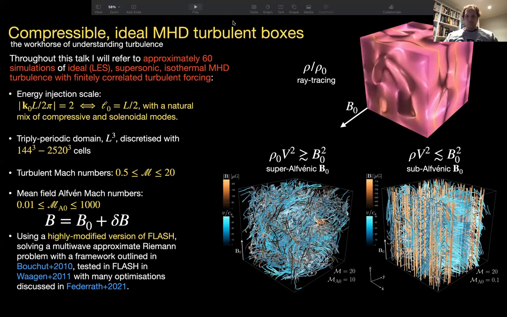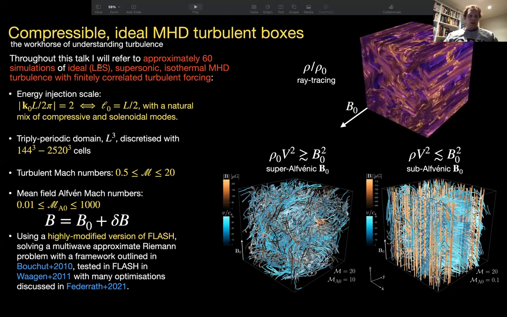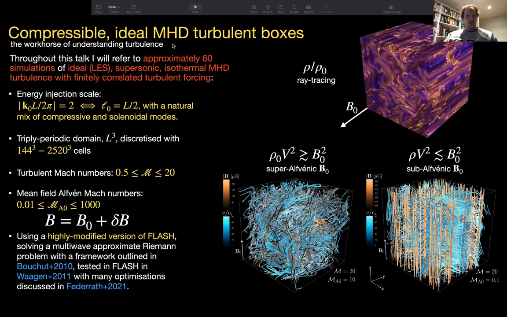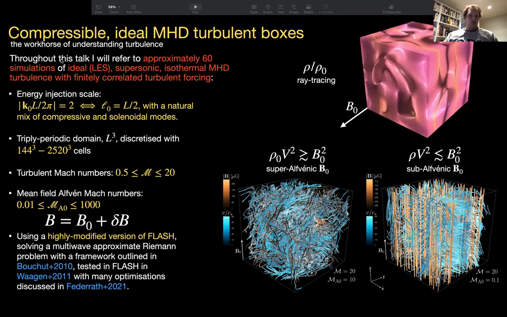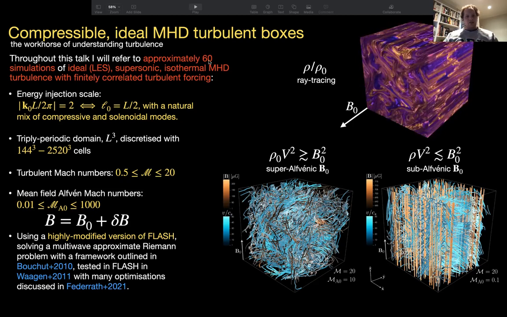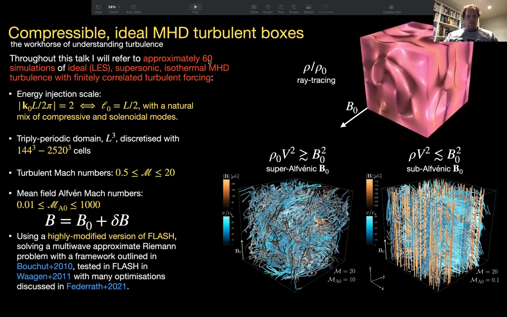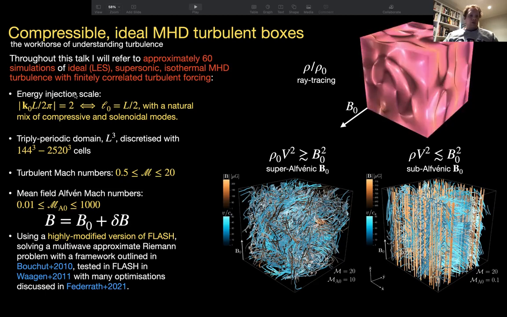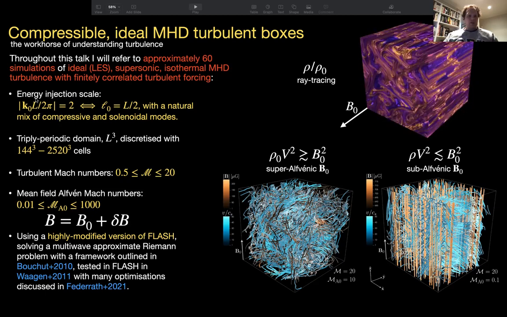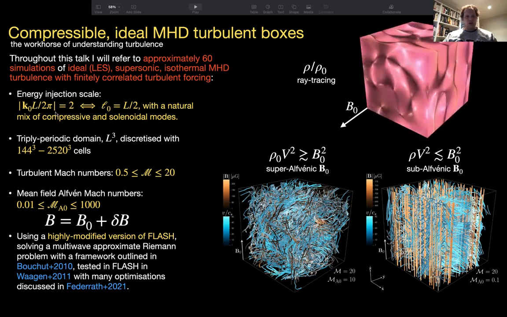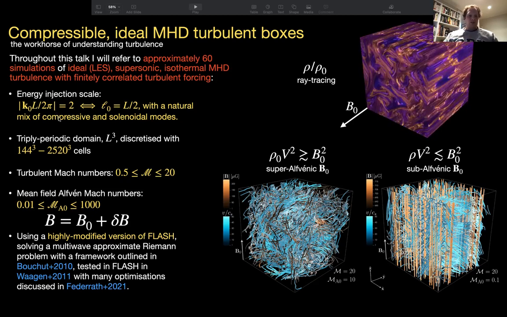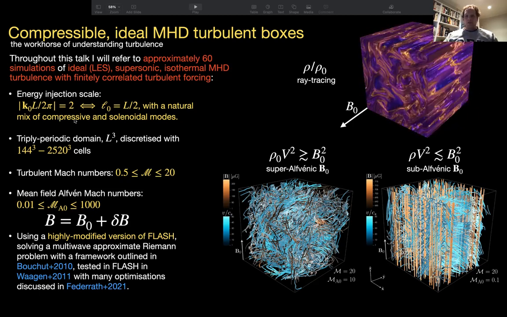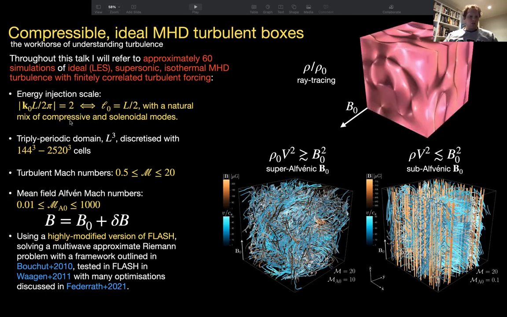so we can get this out of the way. So I have a whole bunch of boxes, as we like to create when we're studying turbulence. So compressible, ideal MHD, isothermal as well. These are large eddy simulations, I have approximately 60 of them. So I'll be talking about around 60 different simulations today in the results, and all with finitely correlated turbulent forcing. So we have our forcing fields only on very large scales. So I'm injecting energy at around the K=2 mode. And I inject with a natural mixture of compressive and solenoidal modes. So not just solenoidal modes. When I say natural mixture, I mean about equal energy in compressive and solenoidal.